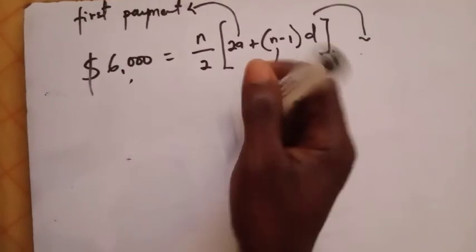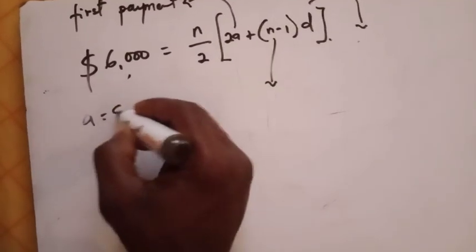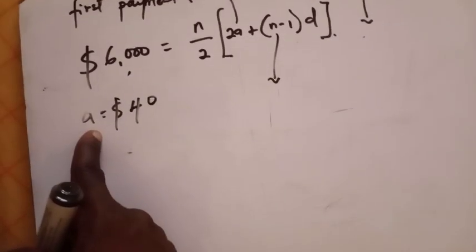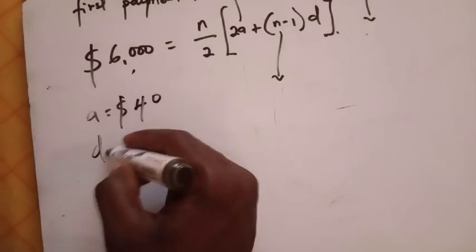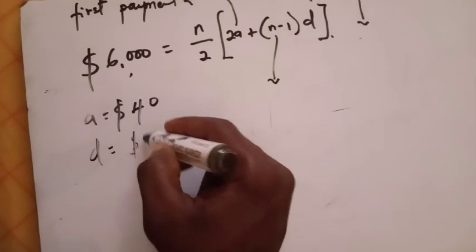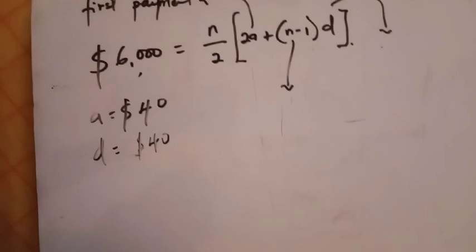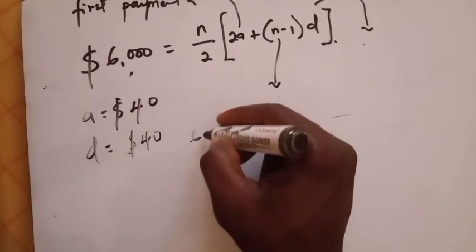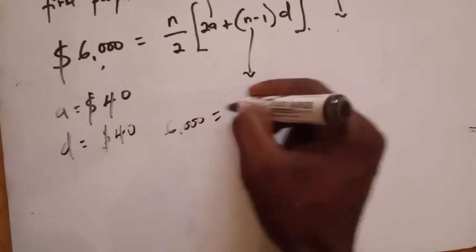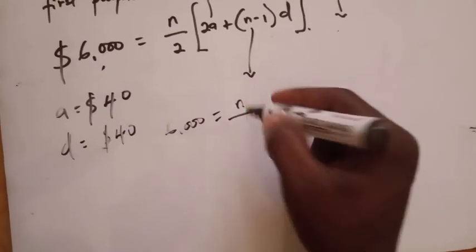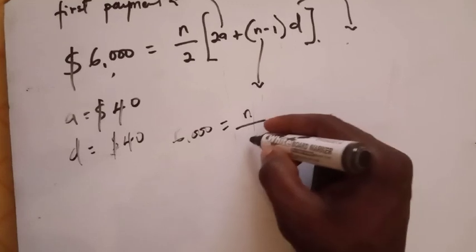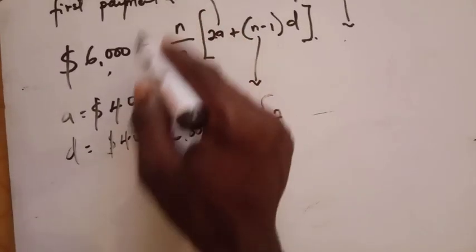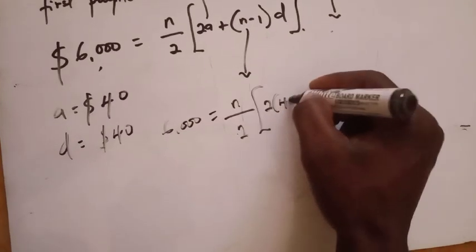Now let's gather our information. Our first payment, according to my payment strategy, is $40. That is day one, and I want to make a difference of another $40. Is that okay? That is very, very simple. So I have this $6,000 here, that is equal to n, which is the number of days that I'm going to spend paying that, divided by 2, multiplied by 2a. Our a here is the first payment, which is $40.